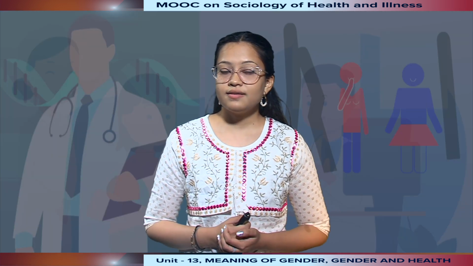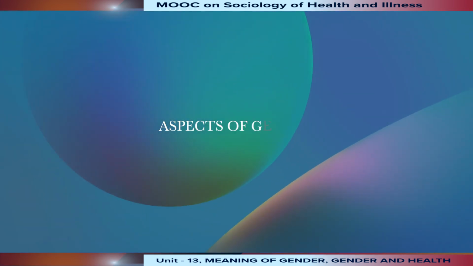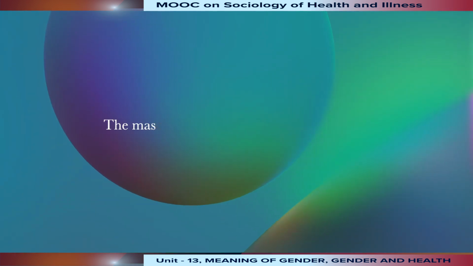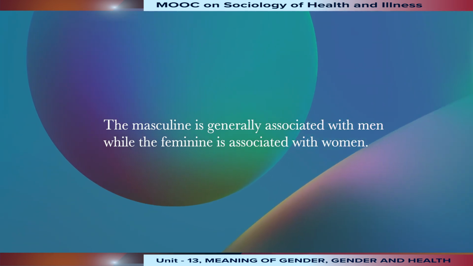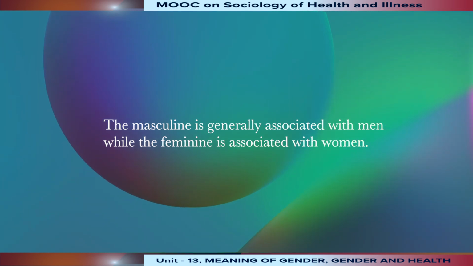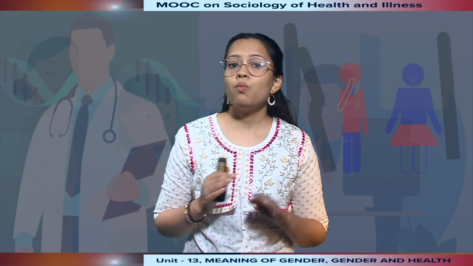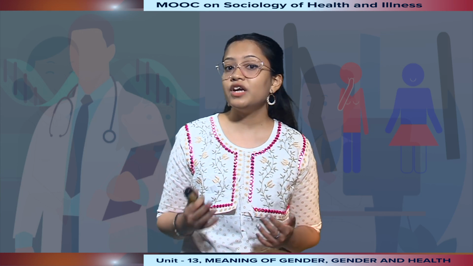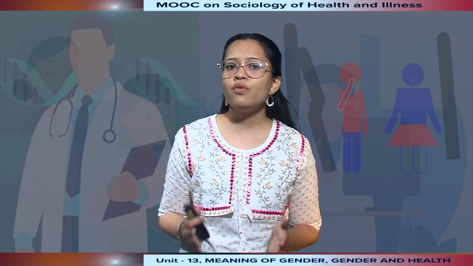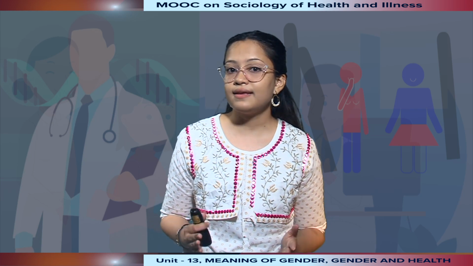We are going to discuss the next subtopic under this, that is aspects of gender. In the past, gender has been looked into two aspects, the masculine and the feminine. The masculine is generally associated with men, while feminine is associated with women. But in the present, the term gender is used more inclusively, as it also includes the third gender, who are categorized as neither men nor women by society. They are more commonly known as the intersex people.